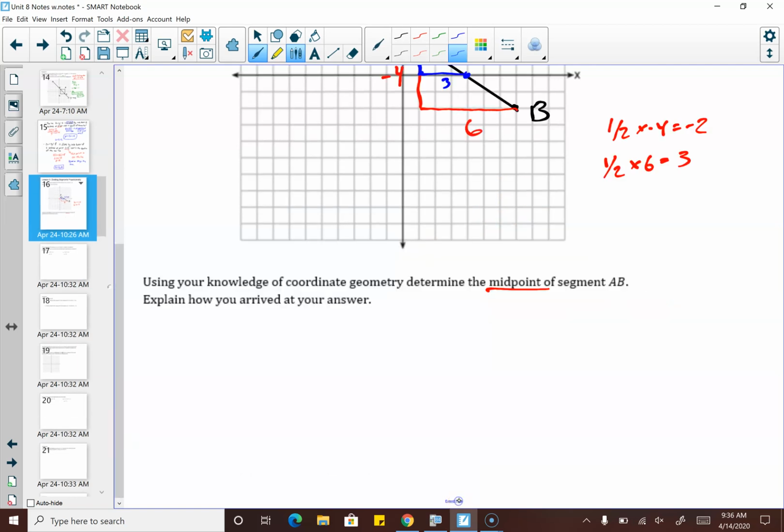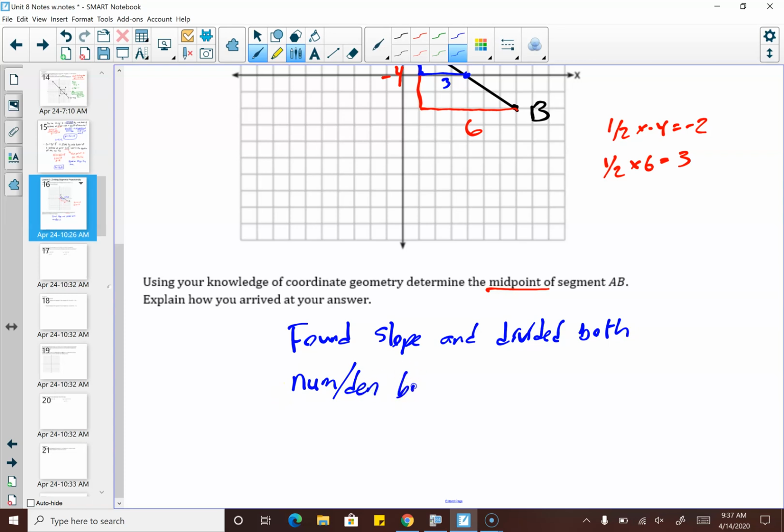All right. So if it wants us to explain how we arrived at that answer, we could just say we found the slope and divided both numerator and denominator by 2, okay, or multiplied by half, kind of up to you. All right, but that's the graphic way to do it. Is basically find the slope and then cut that slope in half.